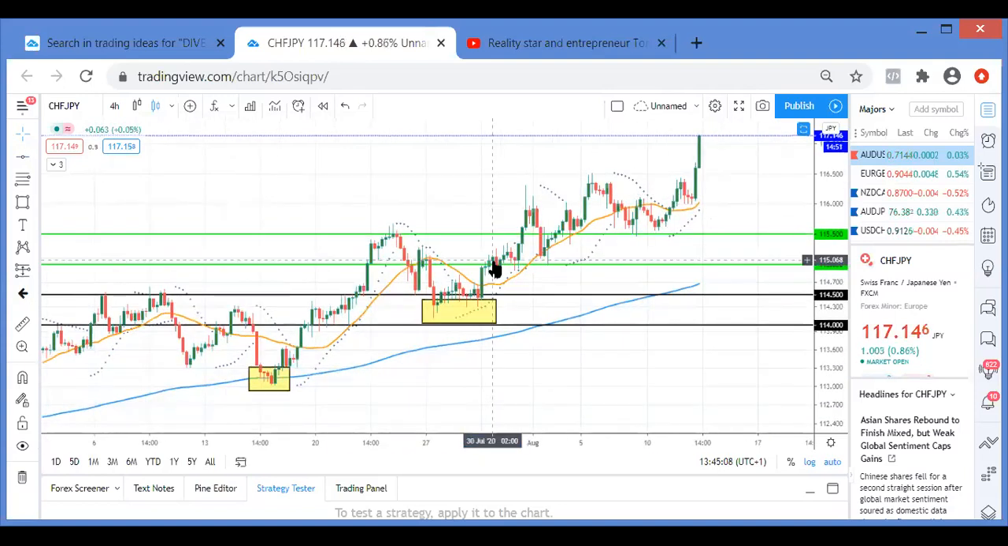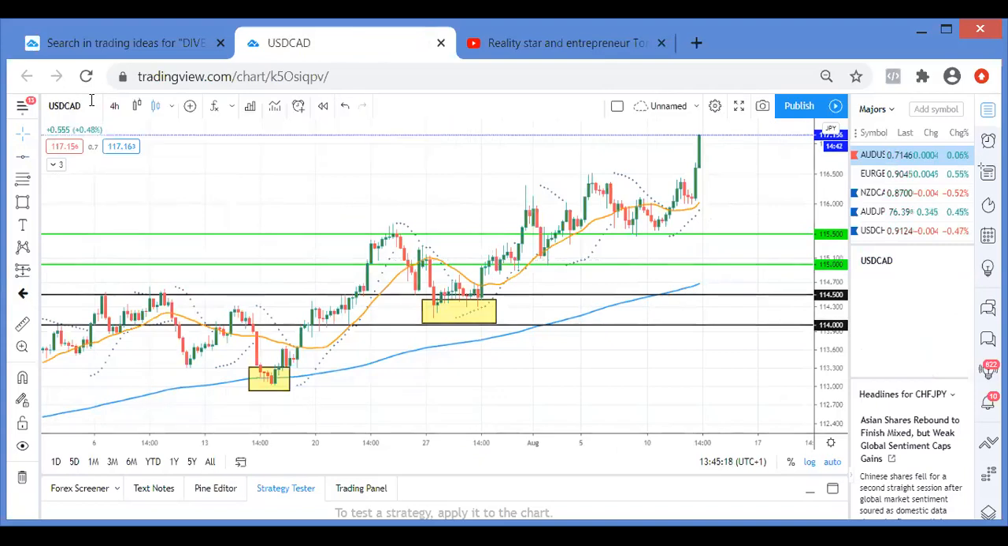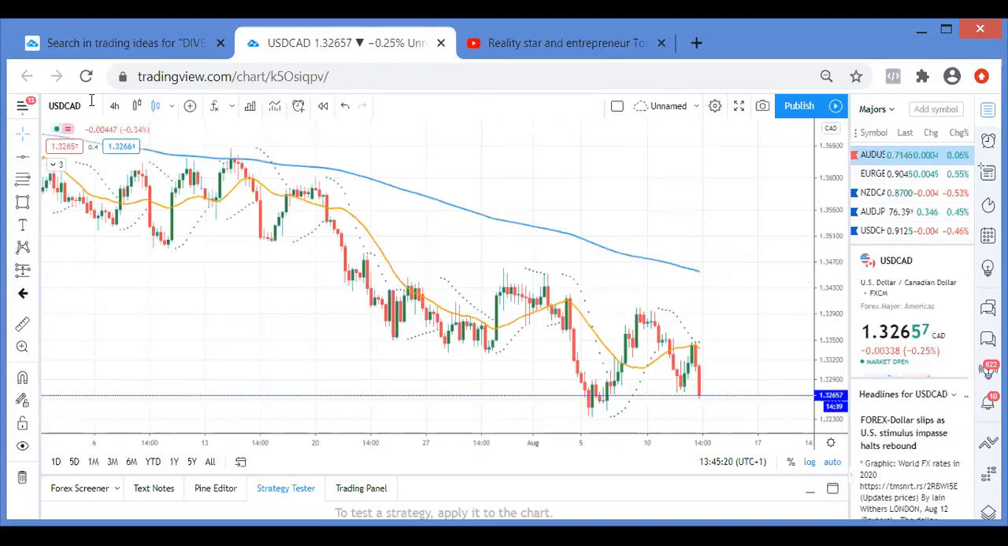I don't care what anybody says. This is simple. Let me go to any other chart. Let me go to, I don't know, USD CAD, for instance. And guys, remember, every single day is the same process. If I don't see any setups, I do not trade.